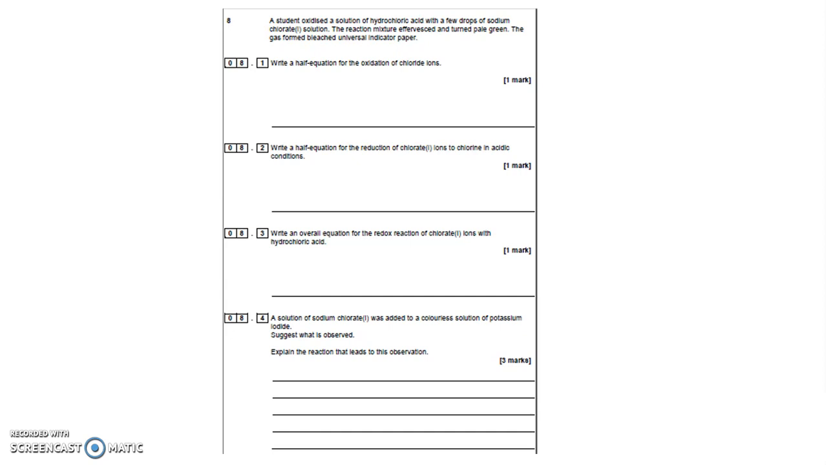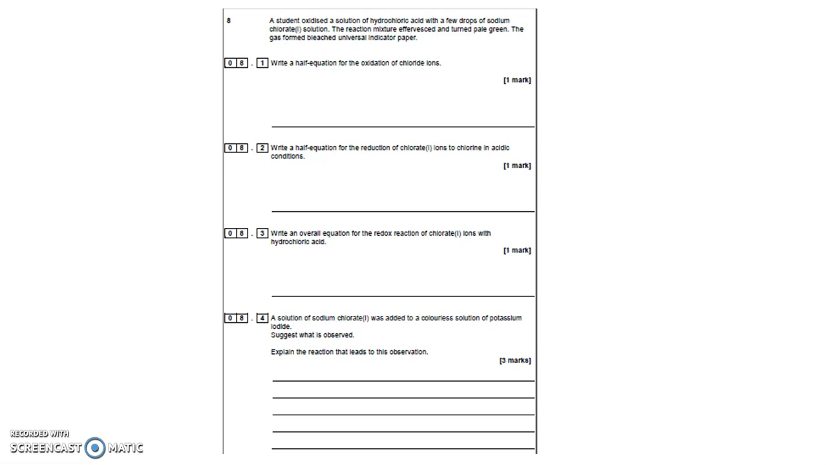A solution of hydrochloric acid. So a student oxidized a solution of hydrochloric acid. So the hydrochloric acid is being oxidized, it's losing electrons, with a few drops of sodium chlorate(I) solution. We're going to have to work out what sodium chlorate(I) is. The reaction mixture effervesced, that means it made a gas, and turned pale green. The gas bleached universal indicator paper. Now chlorine's a pale green gas and chlorine is used in bleach products, so maybe we're making chlorine gas.